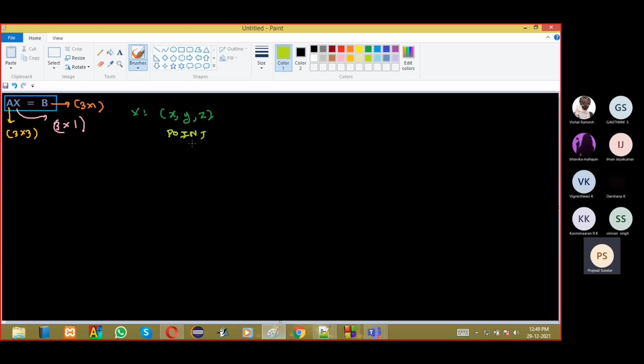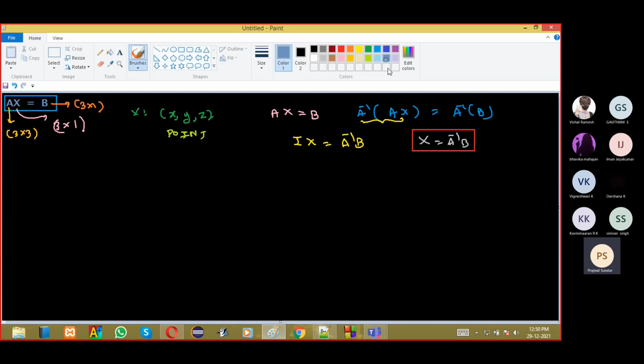Whenever they give 3 equations, they will write them in matrix format and we'll try to find the point. Now how will we find the point? We'll write Ax equal to b. We'll take A inverse on both sides. Now A inverse into A will become I, and then I into x will be x. So like this we can get the solution. This is unique.